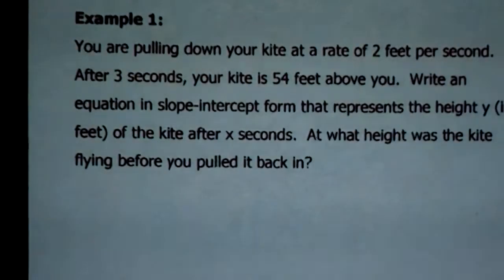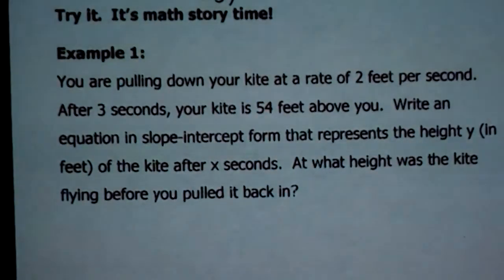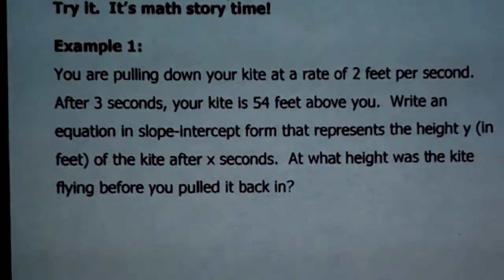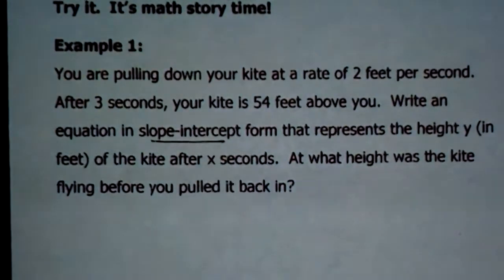Try it. It's math story time. You are pulling down your kite at a rate of 2 feet per second. After 3 seconds, your kite is 54 feet above you. Write an equation in slope-intercept form that represents the height y in feet of the kite after x seconds. At what height was the kite before you pulled it back in?